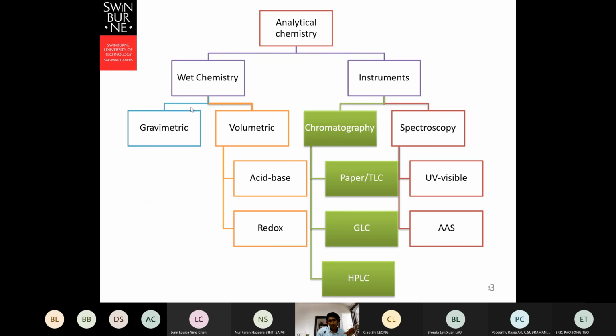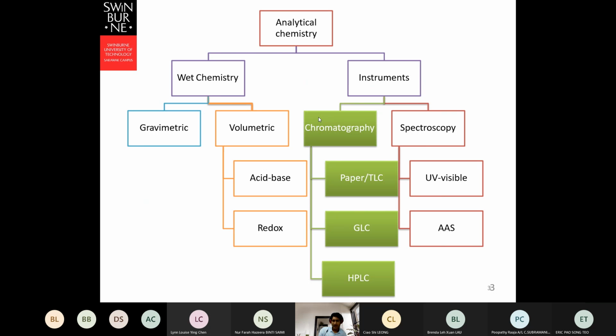So these two are the main basic difference in analytical chemistry. Wet chemistry means we have to use the solution, go to the lab, get our hands wet, literally. So that is what we call wet chemistry. But in instrumentation, we do not need to prepare a lot of solution or sample. With a small sample, with the help of high-end, high-tech instruments, we can do the analysis or the investigation.